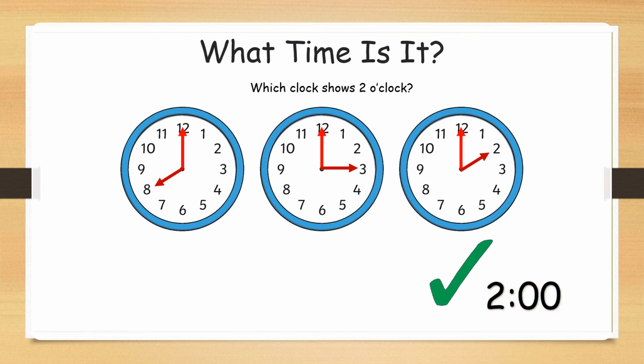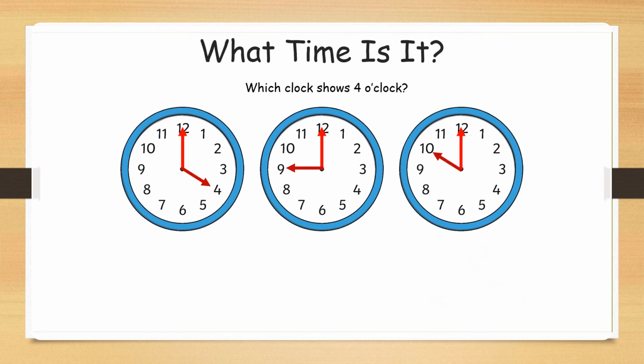Correct! It is 2 o'clock. Which clock shows 4 o'clock? If you didn't get it right, just click the next one. Which clock shows 4 o'clock? Just click on the clock that shows 4 o'clock.